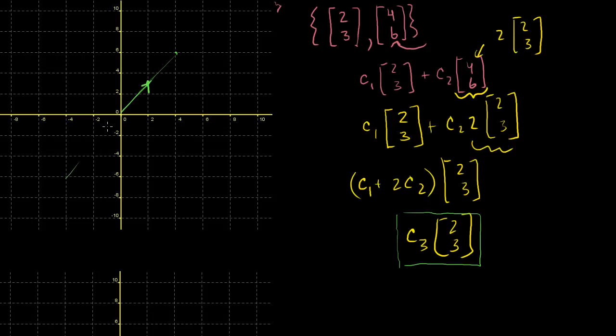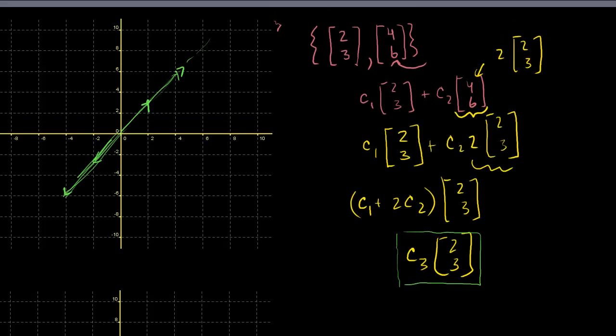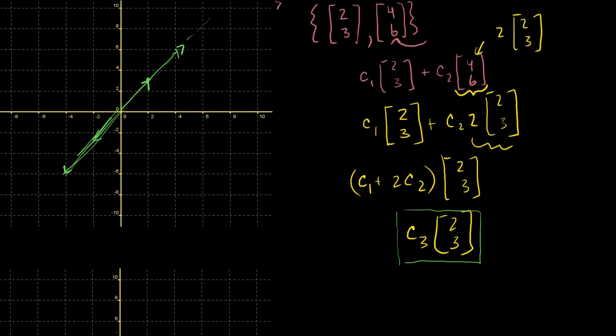Going in both directions forever. If I take negative values of 2, 3, I'm going to go down here. If I take positive values, I'm going to go here. If I get really large positive values, I'm going to go up here. When you put them in standard form, their arrows essentially would trace out this line. So you could say that the span of the set of vectors 2, 3 and 4, 6 is just this line here.